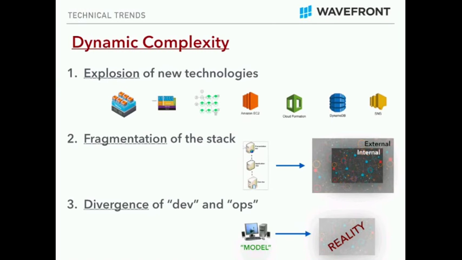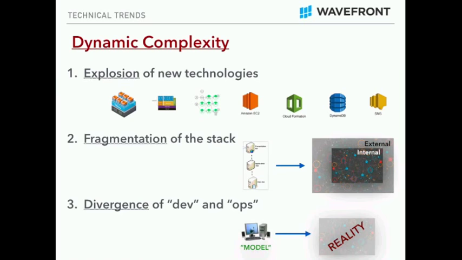Let's talk about the trends that have led to massive and dynamic complexity in cloud architectures. First of all, we have an explosion of new technologies: containers, microservices, virtualization, aggregation, software-defined network, software-defined compute, software-defined storage. If you log into any public cloud, you'll be faced with 50 or more technologies you can use from day one with a single API call.